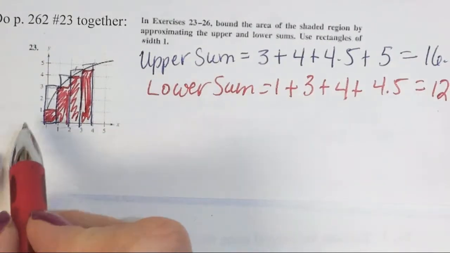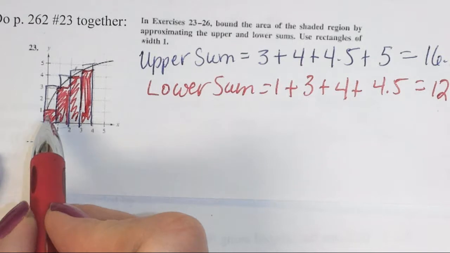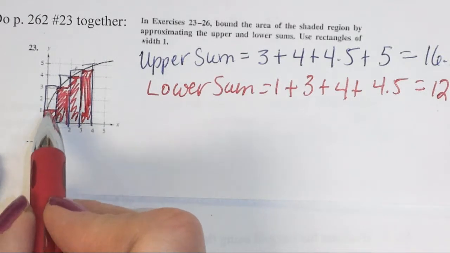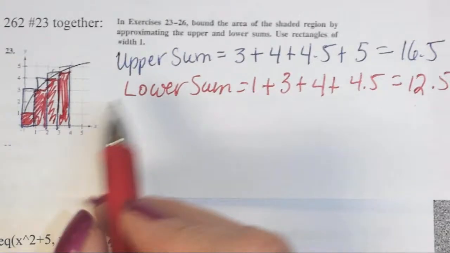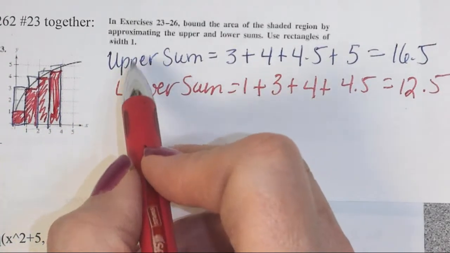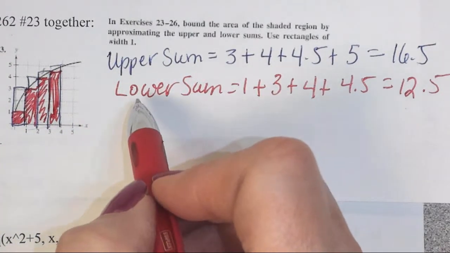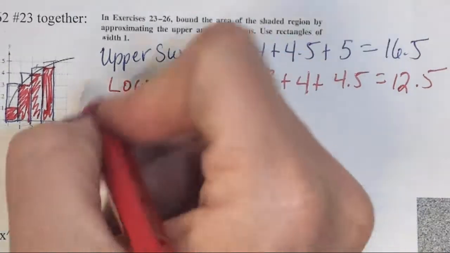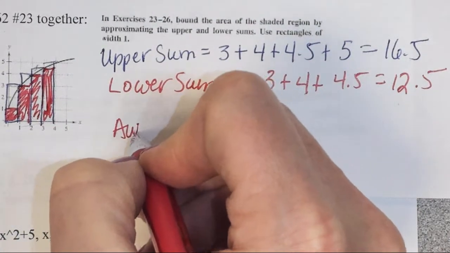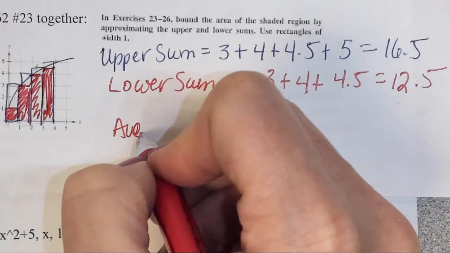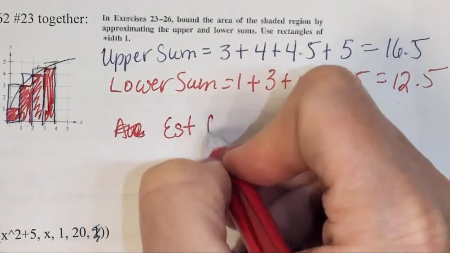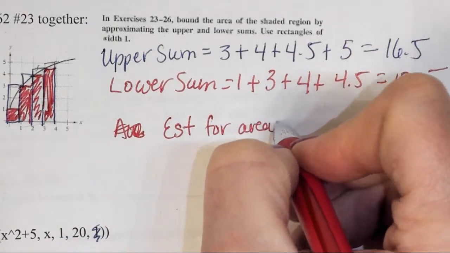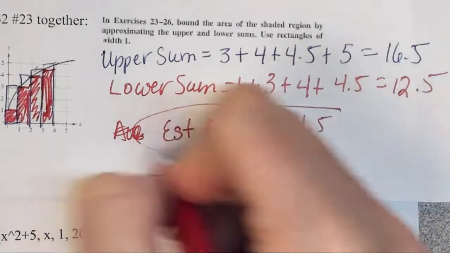So with calculus, we make these rectangles even less wide. We make them as narrow as possible, and then we get a very good estimate. But we could also get a good estimate by doing what with our upper and lower sums? Averaging them. So what would be a good estimate for the area? Right. Estimate for the area is 14.5.